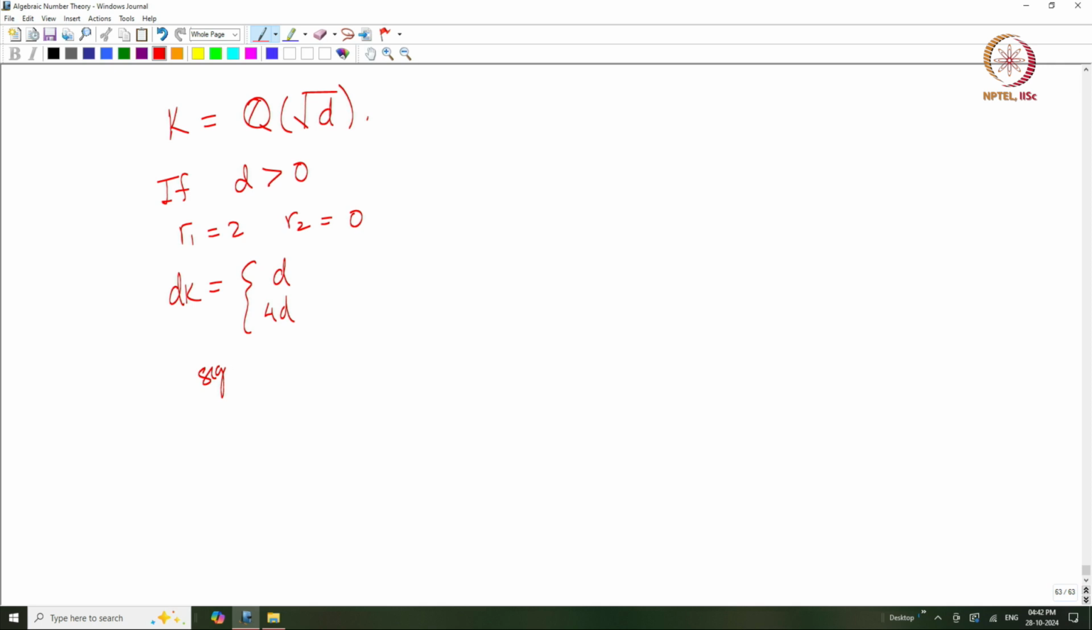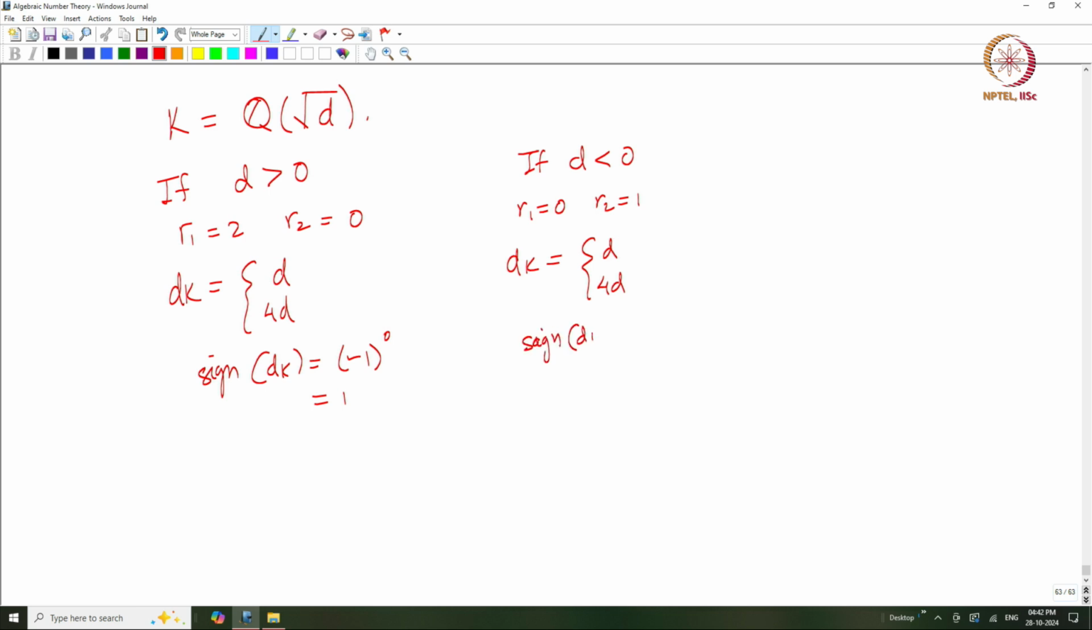In any case, sign of d_K is equal to minus 1 to the 0, which is 1, right. So, it is a positive thing, and now if d is less than 0, then r1 is 0 and r2 is actually just 1, because there is one pair of complex embeddings, and again d_K is d or 4d depending on the congruence. I am not going to write it down, and you see that sign of d_K is minus 1 to the 1, which is minus 1. So, it is a negative, right. So, this is the exercise that I gave you.